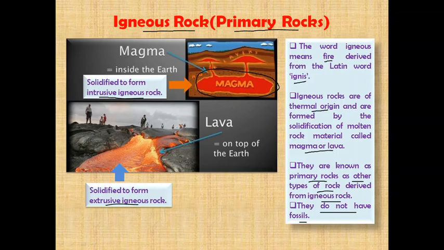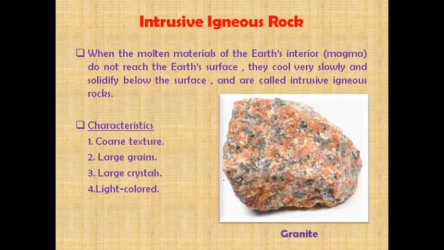On the other hand, extrusive igneous rock is formed due to solidification of lava. And opposite to magma, when the molten rock material comes upon the earth surface, it is called lava. So these are the two broad classifications of igneous rock. One is intrusive, another one is extrusive. Now I will discuss in detail about these types of igneous rock. First one is intrusive igneous rock.